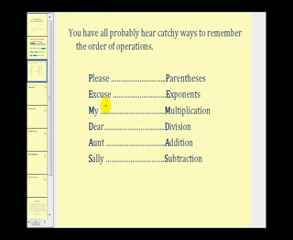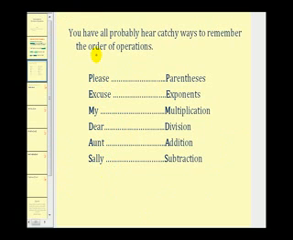Now there are some acronyms to help us remember the order of operations. You may have heard the acronym, "Please excuse my dear Aunt Sally." I'm not a big fan of that because it makes it look like there are 6 steps to the order of operations, but there's really only 4.